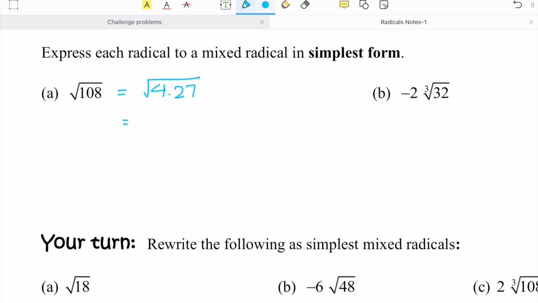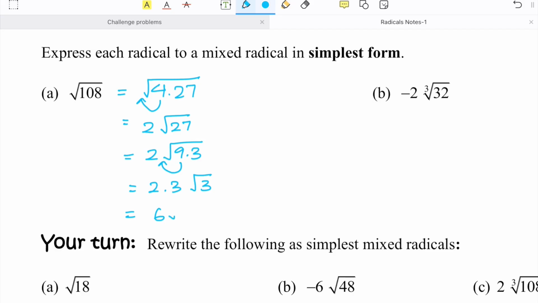Okay, I can take out the 4. I'll have 2 square root 27. Can I split 27 into a perfect square? 3 and 9, so it'll be 9 times 3. Take out the 9. Square root of 9 is 3, so 2 times 3, root 3, which is 6 root 3.